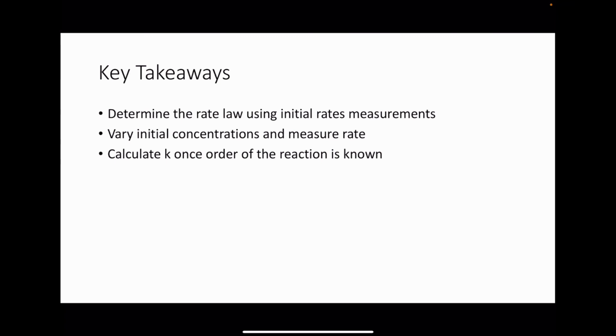So the key takeaway from this video is we'll determine the rate law using initial rates measurements, and this is really kind of a lab practice, empirical practice. You vary those initial concentrations and you just measure the rate. So if you're designing the experiment, actually you get control over those initial concentrations. You can kind of set up your own table, and then once you've determined the order of all the reactants, you can calculate the K, or the rate constant.